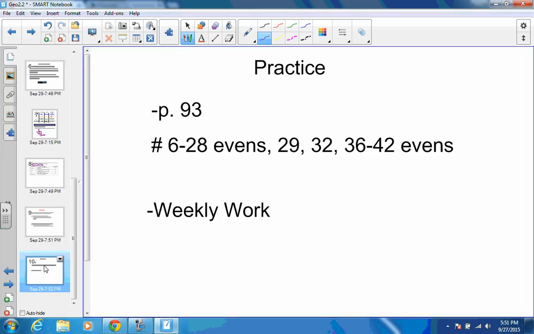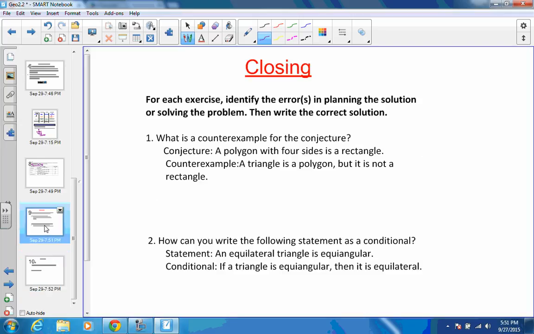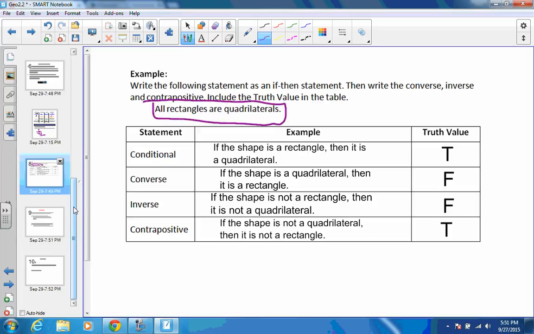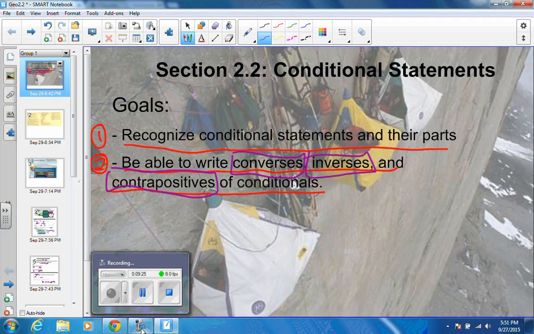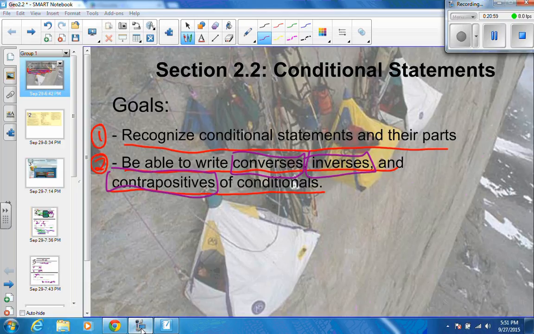So what you can do is you can finish up the notes with the error analysis there, and be ready in class to do some work with this and to be able to explain yourself when I ask you things about recognizing conditional statements and their parts and writing converses, inverses, and contrapositives of conditionals. I know it was a lot in one short video here and a lot of new stuff. I'll try to take it all in, and we'll do some practice with it the next day.